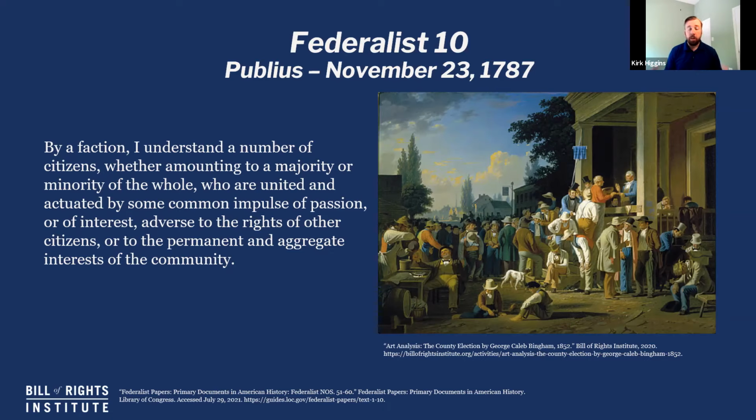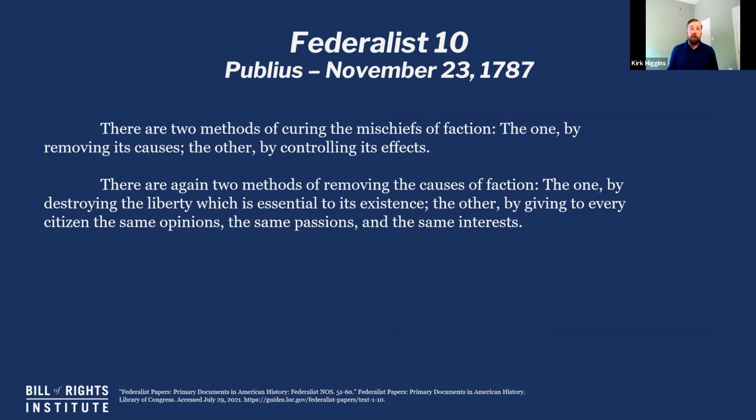And so the question that Publius is putting forward is, how is it that we can even deal with these things called factions? Because they are going to arise in popular government because people have their own interests and own passions and own ideas that they're going to pursue. So he says there's two real ways that you can do this.